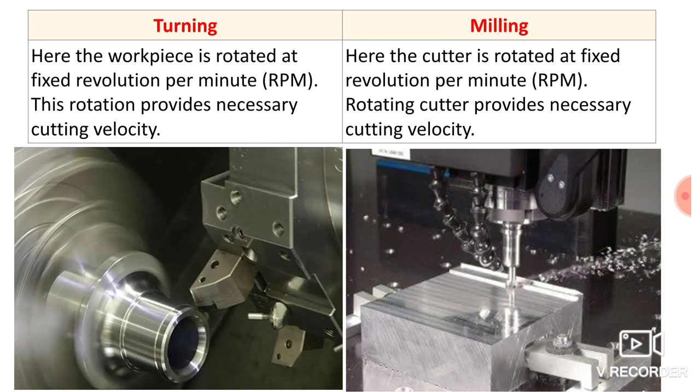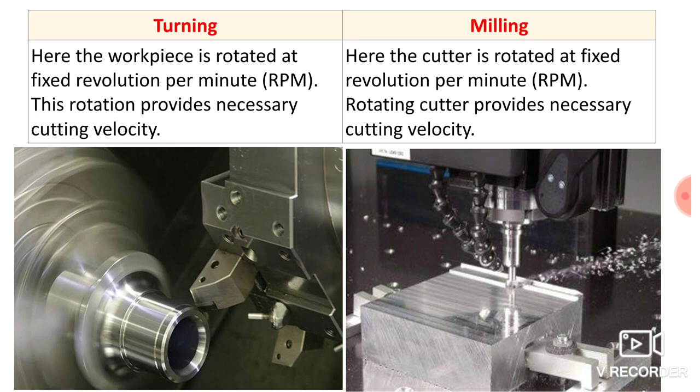The next difference, in turning, the workpiece is rotated at fixed revolution per minute. This rotation provides necessary cutting velocity. So in case of turning operation, the workpiece is attached in the chuck, and the workpiece will rotate with certain rpm, that is nothing but revolution per minute, and that rpm provides the necessary cutting velocity, and the cutting tool is fixed to the tool turret. So here the rotating member is your workpiece, right?